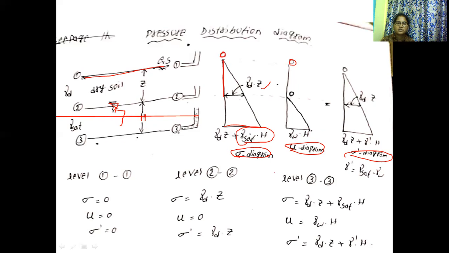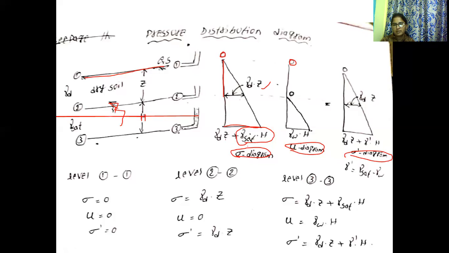What is the definition of neutral stress or pore water pressure? That particular unit weight multiplied by height, that particular unit weight gamma W into H. Now finally, effective stress sigma dash is equal to sigma minus U. Simply sigma minus U. What is sigma? Gamma D into Z plus gamma sat into H, minus gamma W into H. That we will write as total stress minus neutral stress, gamma D into Z plus sigma dash into H.